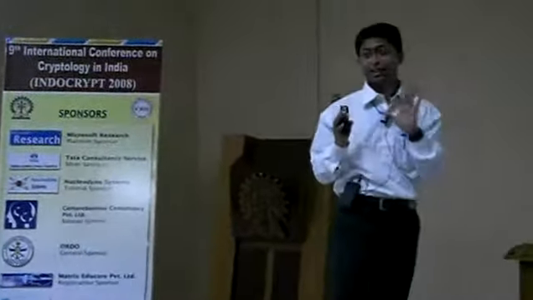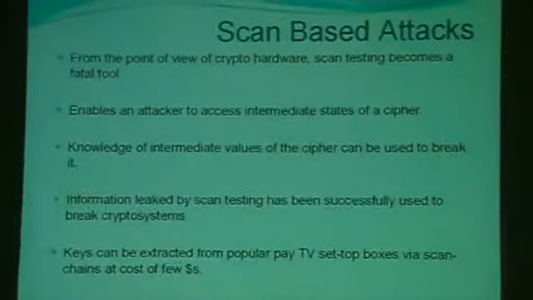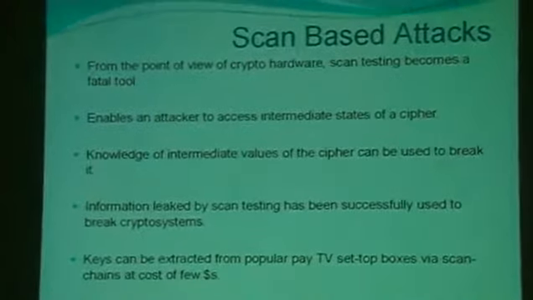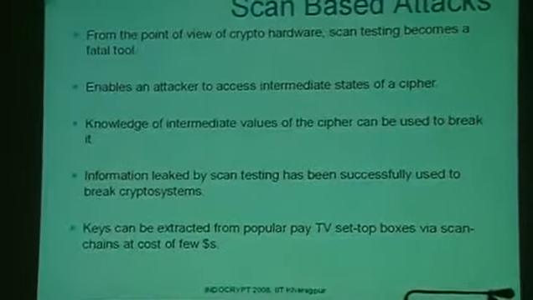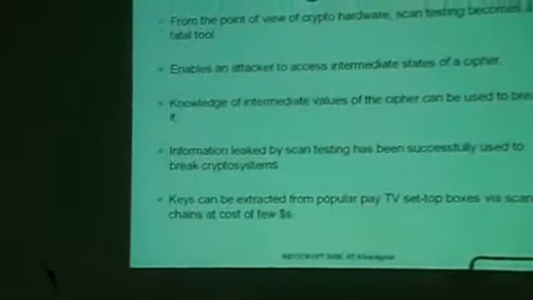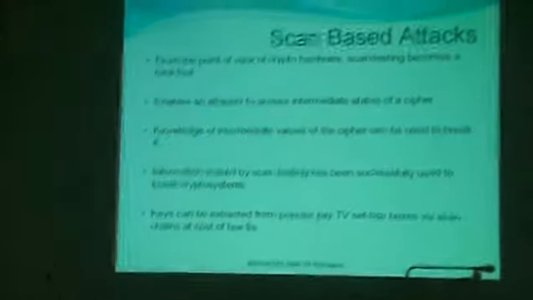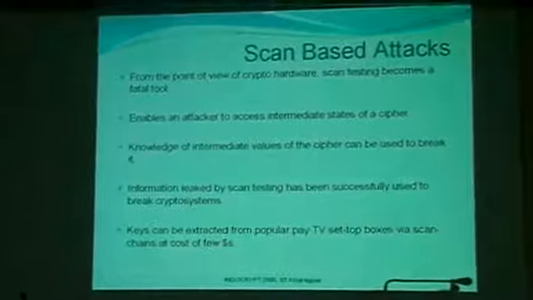Yes, now let's see, can this be attacked or not? Scan-based attacks. What does scan testing actually give in the hands of an attacker? An attacker can at any point stop the execution of an algorithm and scan out the intermediate state of the algorithm. By doing that, you get all the intermediate state values of that algorithm. From a cryptographic point of view, that's very handy, because knowledge of the intermediate state of the cipher can very much reduce the complexity to break it. And we show that by tapping that information, we can really mount an attack.